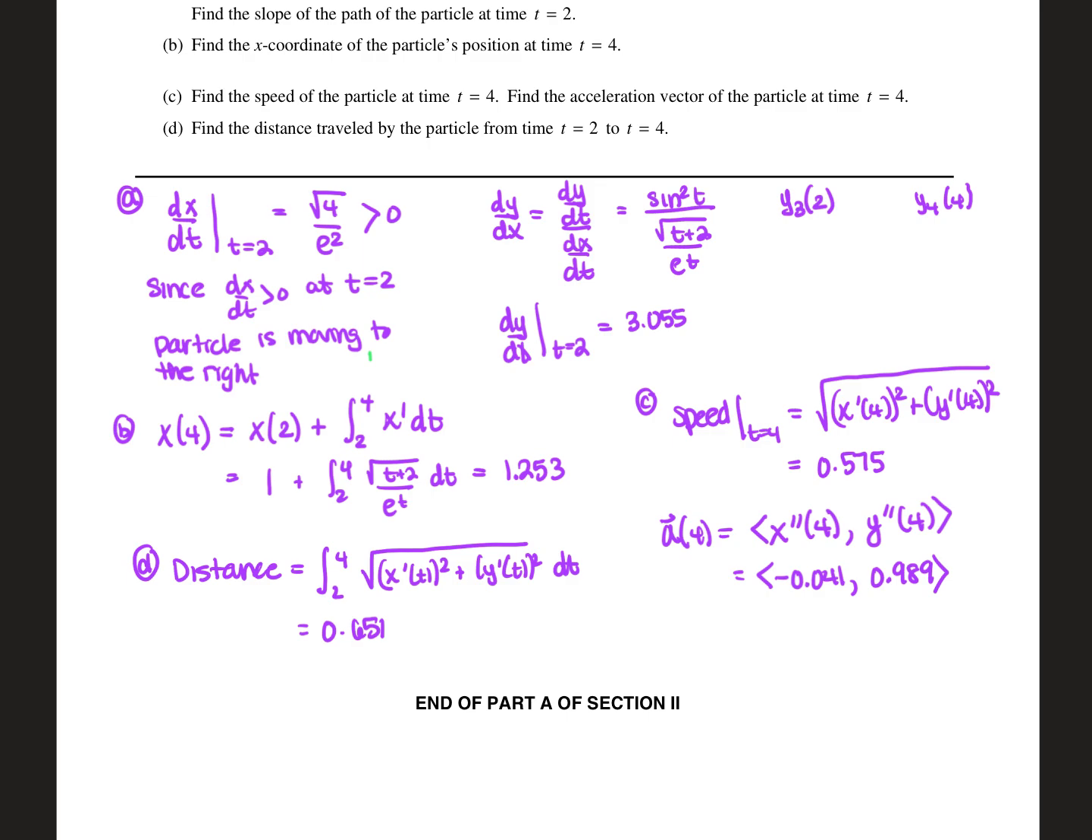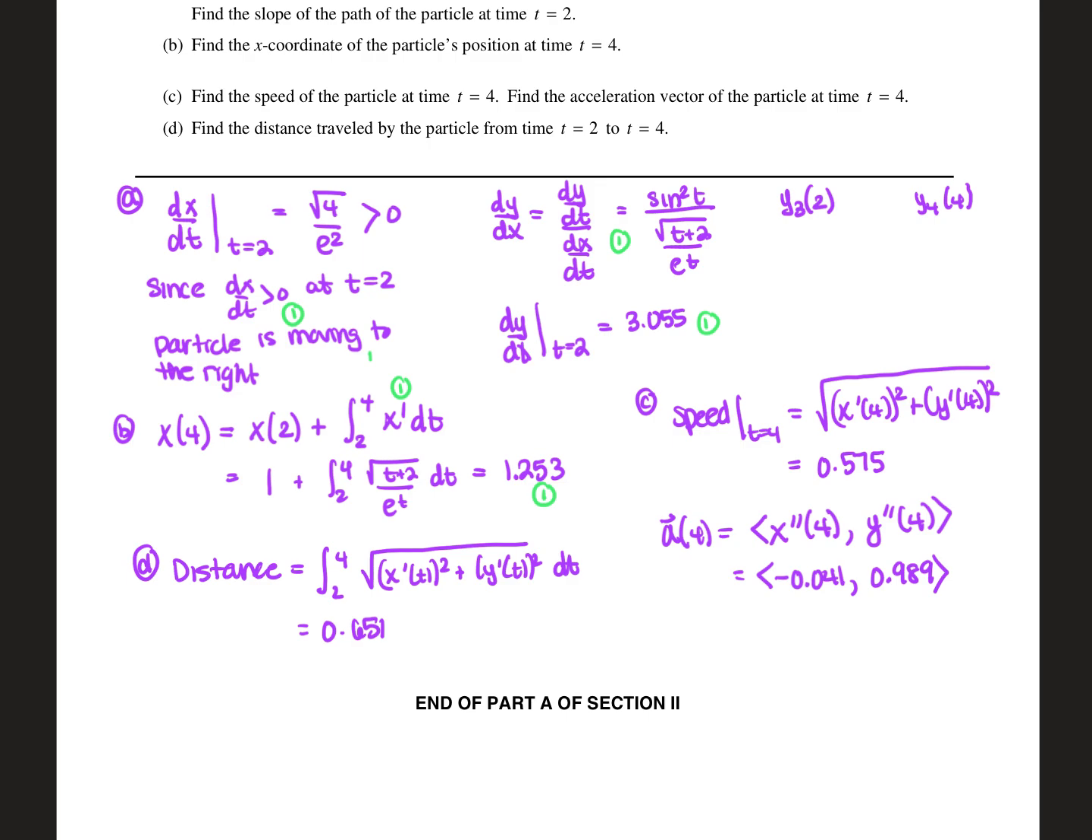So of course we need to pay attention to how it was scored. The first point comes from moving to the right with explanation. Second point comes from the fact that you know to use dy/dt over dx/dt. And the third point comes from actually saying what the slope was, calculating it. Part B is worth 2 points, one for writing the integral, one for writing the answer.